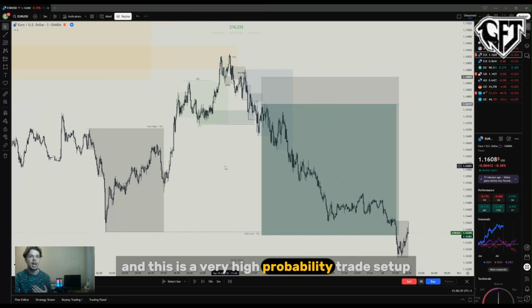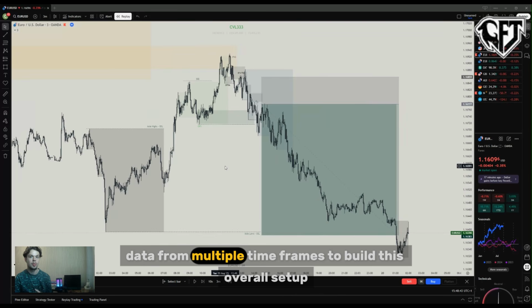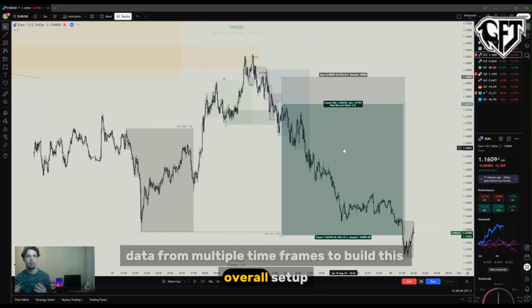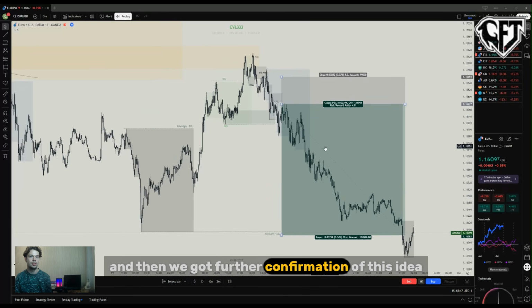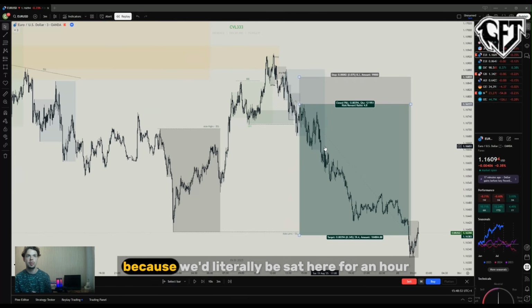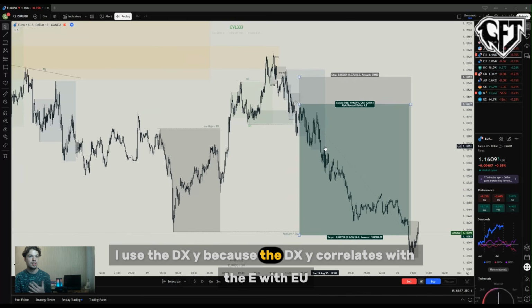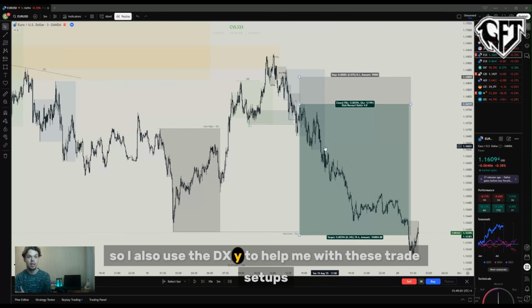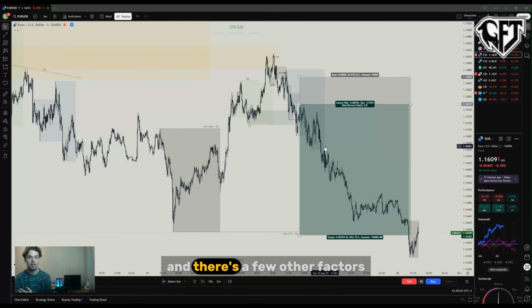And this is a very high probability trade setup because we've obviously gathered data from multiple time frames to build this overall setup, and then we got further confirmation of this idea on the lower time frame. Now there is more to it, but I couldn't go into all of it because we'd literally be sat here for an hour. I used the DXY because the DXY correlates with EU, so I also used the DXY to help me with these trade setups. And there are a few other factors which I haven't managed to mention in this video.